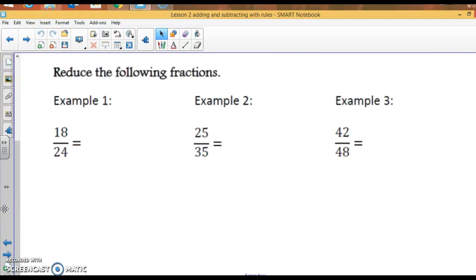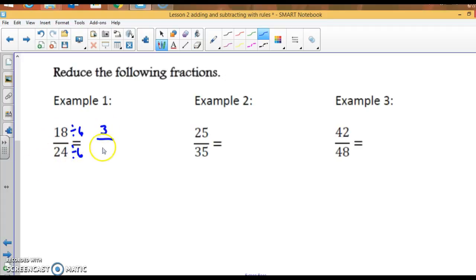When you are reducing fractions, the first thing you need to do is determine if there are any common factors. 18 and 24 can both be divided by 6. That's the greatest common factor. So if you do this, 18 divided by 6 is 3. 24 divided by 6 is 4.